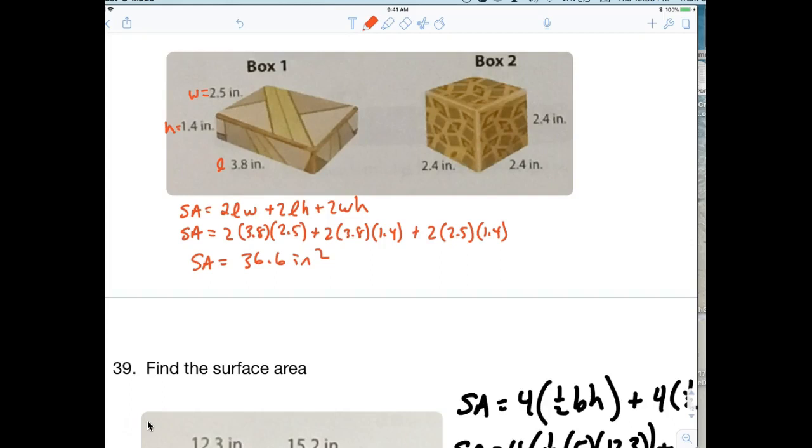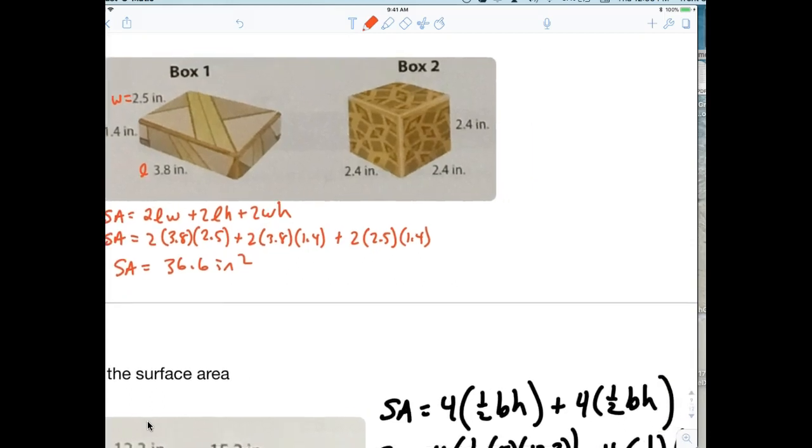Now, what is box number 2 called? Good. It's a cube. So what can you tell me about all the areas? They're all equal. All right. So the surface area for the box would have been easy because you can just say it's 6 times 2.4 times 2.4. Is everybody comfortable with that? Everybody hear me? Come on now. Tomorrow's a big day. Everybody comfortable with that?